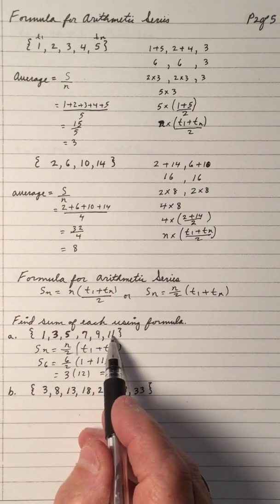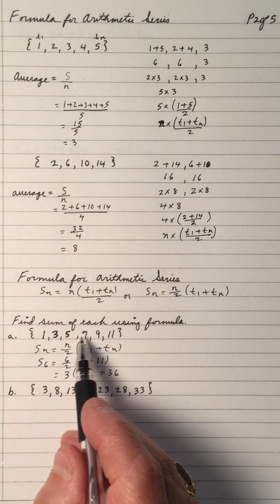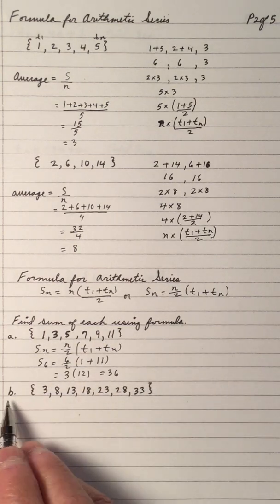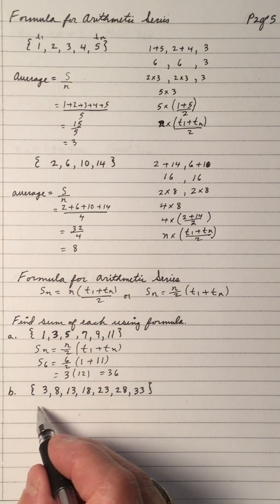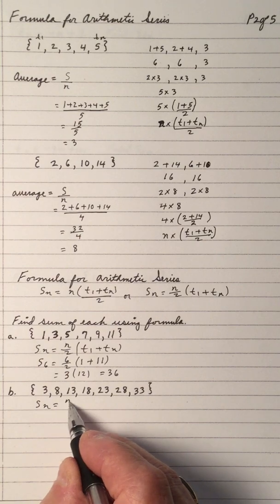Notice 1 plus 11 is 12. 3 plus 9 is 12. 5 plus 7 is 12. 3 12s is 36.